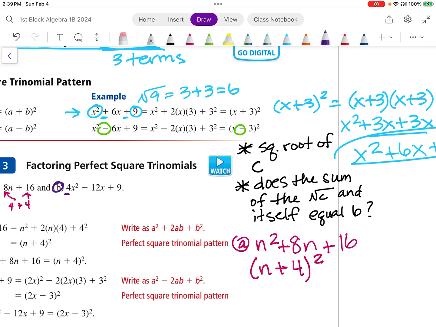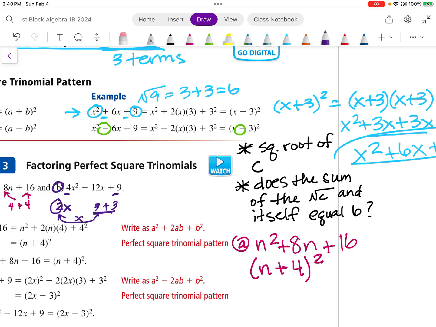So first we're going to say, well, is 4x squared a perfect square? Well, 4 is a perfect square, 2. X squared is a perfect square, x. So that means the square root of 4x squared is 2x. And then is 9 a perfect square? Yes, it is, 3. So normally we would say 3 plus 3. Does that equal 12? Well, no, it doesn't. But because we have a number other than 1 for A, right here we have 2, you're going to do 3 plus 3 and then multiply it by 2.